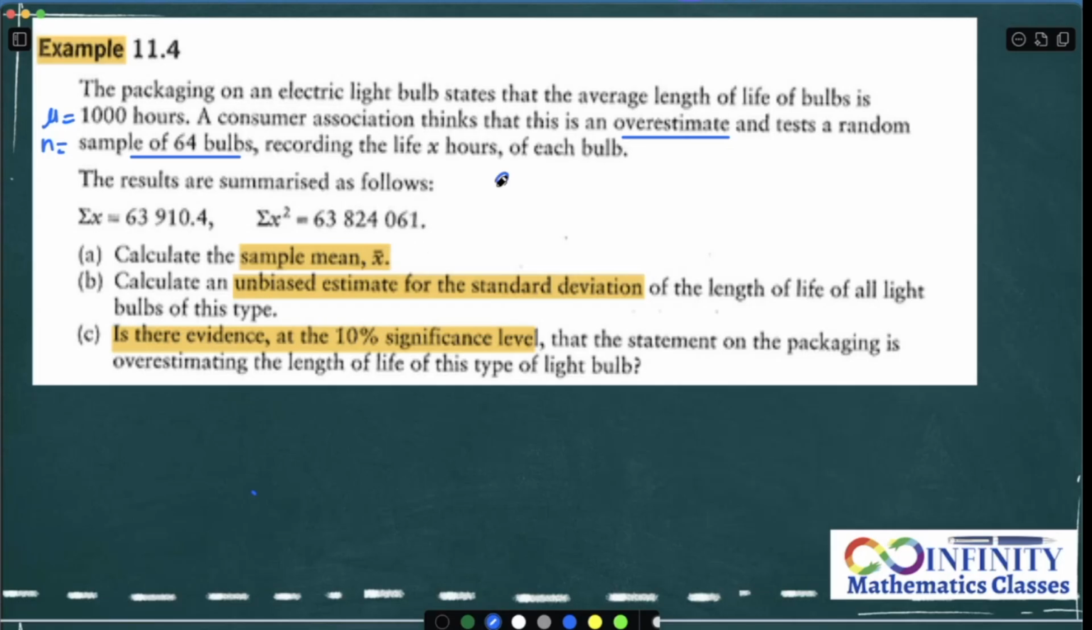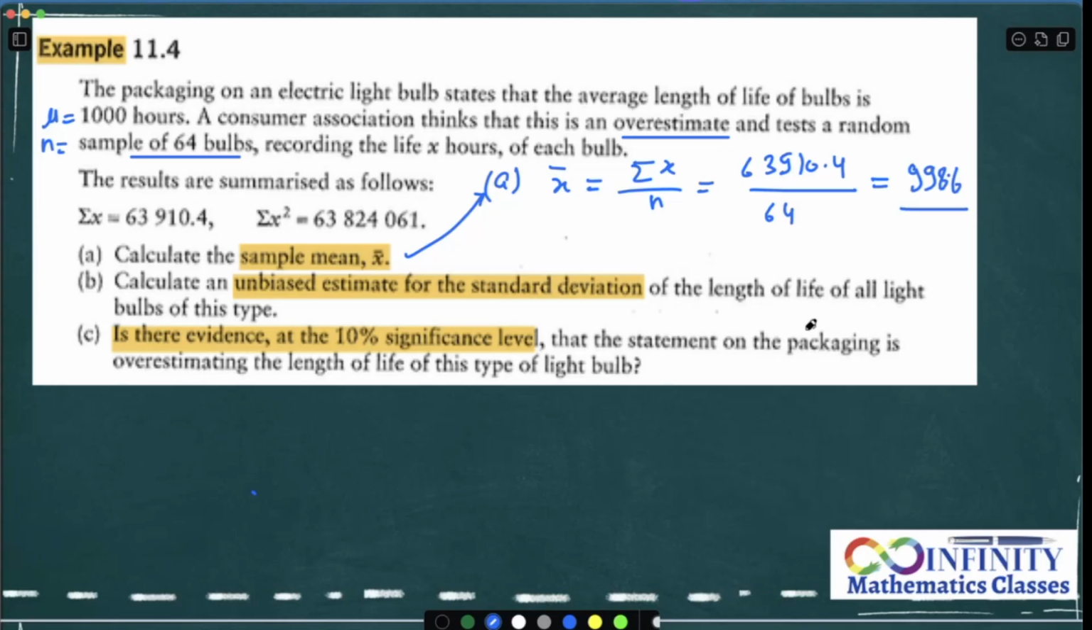First of all, they are asking you to calculate the mean. The mean x bar is going to be summation x divided by n. Summation x, like they told you, is 63910.4 divided by 64. Can you please help me, what is the value using a calculator? Yes, sir. 63910.4 divided by 64 is 998.6. Is there any difficulty up to this point? No, sir, no difficulty. Perfectly okay.